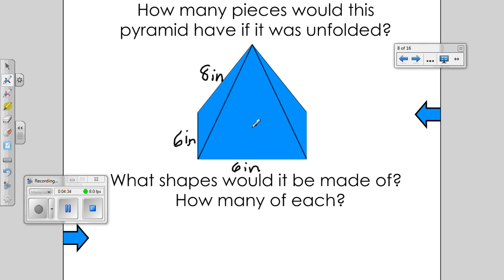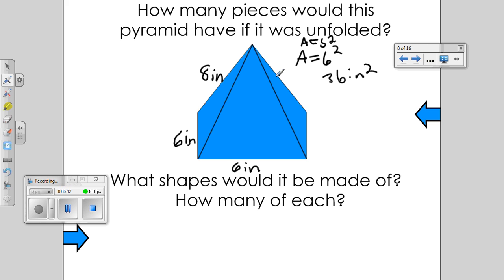Alright, here we go. We got a square pyramid. So right here, we know we got a square on the bottom, so 6 by 6. And on the top here, we have 8 for the height. So what we're going to do, we're going to find the area of the base. So the square, we know is side squared, so that would be 6 squared, because that's a square. So 6 squared equals 36 inches squared.